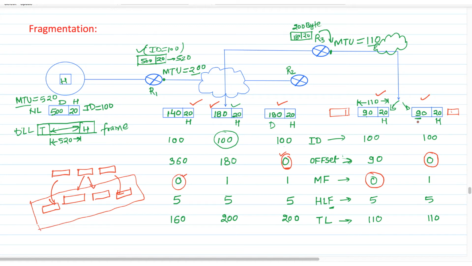Means after the fragmentation, ID will be same for both of these datagrams. But as we know, the offset value represents the number of data bytes ahead of this fragment. So we can see ahead of this fragment there are 180 data bytes available. So when these datagrams are fragmented, we are going to mention 180 bytes as a fragment offset, because before these 2 fragments, one more fragment is available having 180 data bytes.